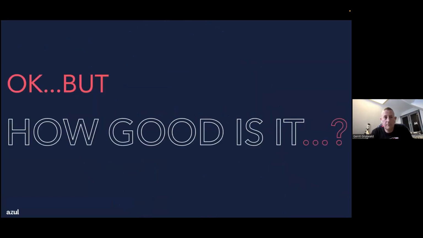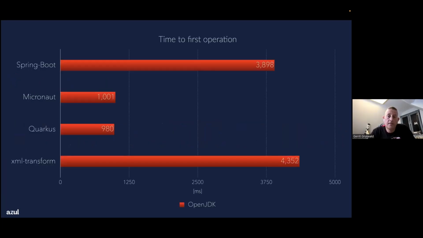That's all cool. I mean, I showed you a demo in slides and told you, hey, it's so fast, right? So cool. But of course, we also tested with real frameworks. So the question is, how good is it really? For this, we took Spring Boot, Micronaut, Quarkus, and an XML transform, and we measured the time to first operation, which is what we define as the JVM startup. For Spring Boot, it took 3.9 seconds. Micronaut was around 1 second, Quarkus 980 milliseconds, and the XML transform 4.3 seconds.